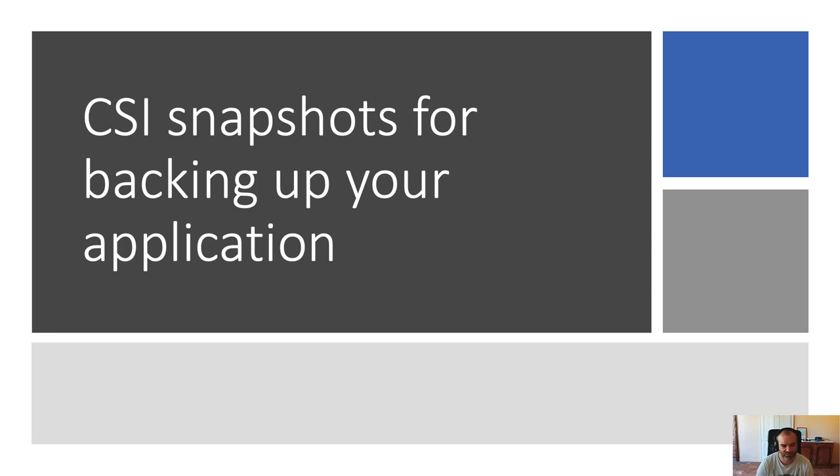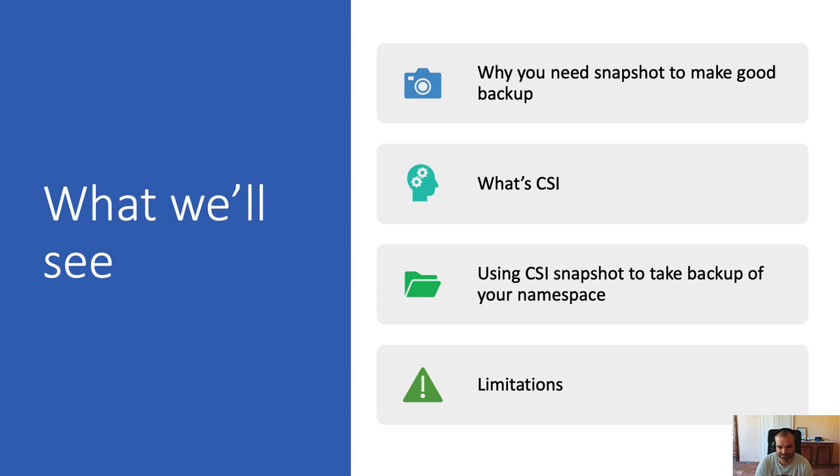And today I'm going to show you how to use CSI snapshot for backing up your application. So we'll see different things. The first thing that we're going to explore is why do we need snapshot to make a good backup rather than file system copy. Then we'll see what is the container storage interface. Then we're going to use this part of the CSI called the snapshot part to take a backup of your whole namespace. And to finish, we'll see the limitation of the solution that we're going to demonstrate for the long-term protection.